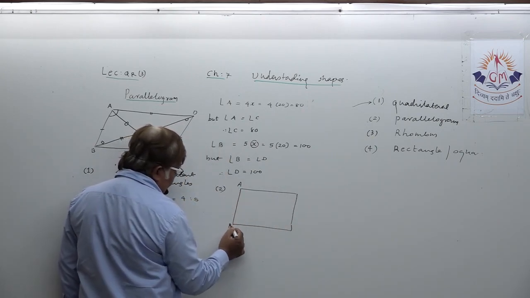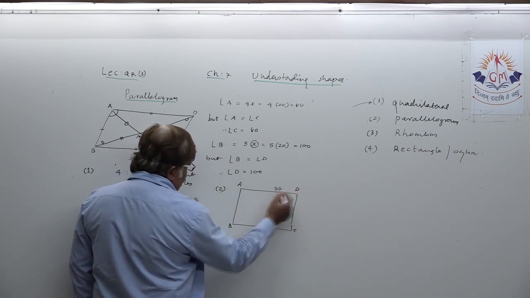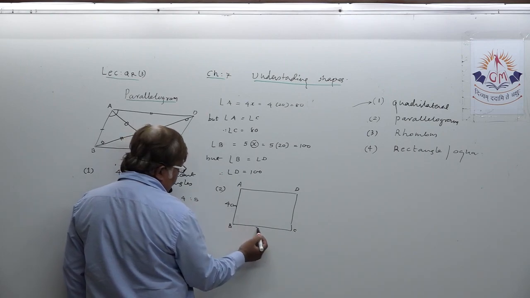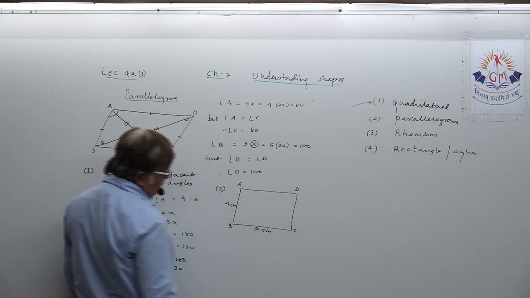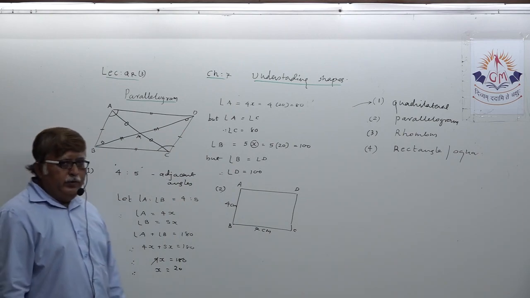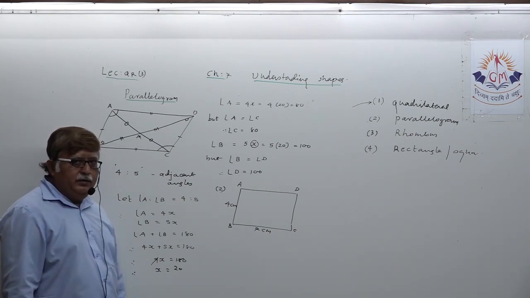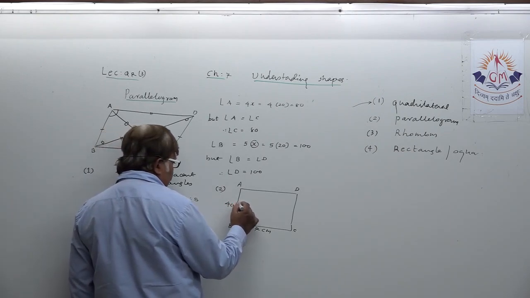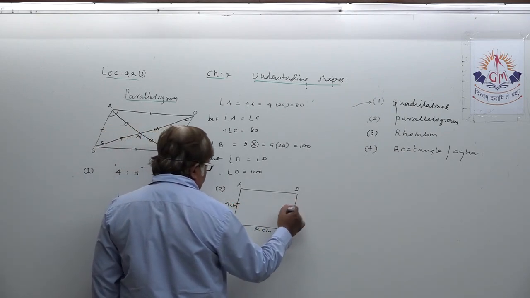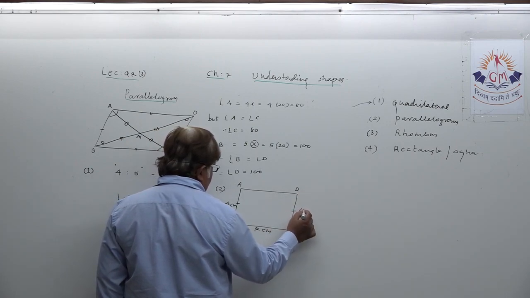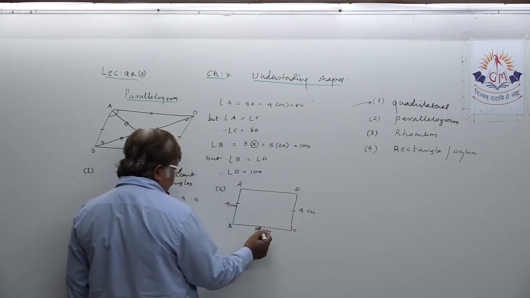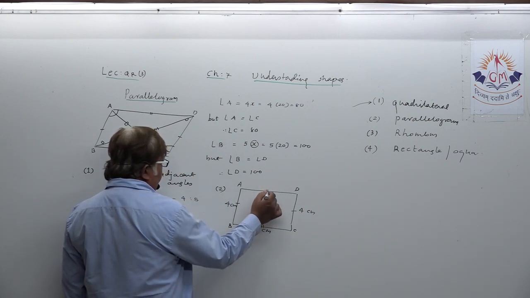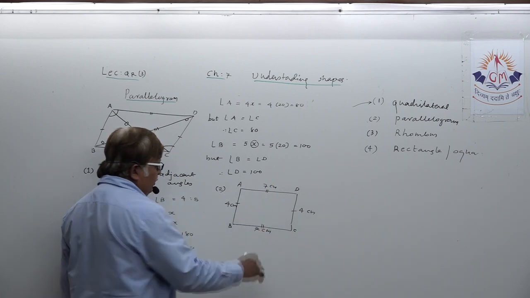Suppose ABCD is a parallelogram. If you are asked, two adjacent sides are given, 4 centimeter and 7 centimeter, and then find the perimeter. You all know very well, dear students. So simple. Opposite sides are equal. So when AB is 4 centimeter, CD is also 4 centimeter. When BC is 7 centimeter, AD is also 7 centimeter.